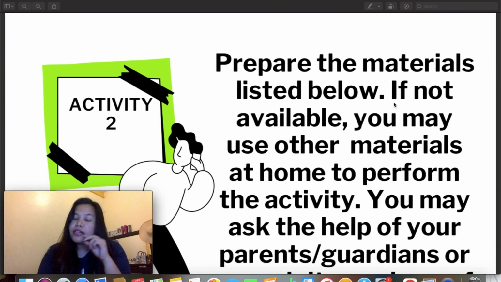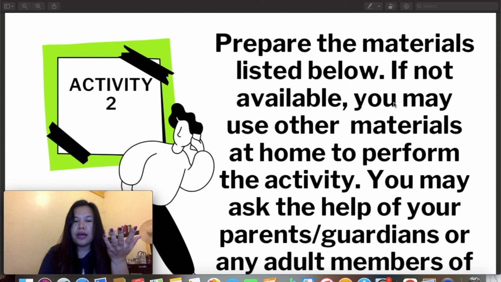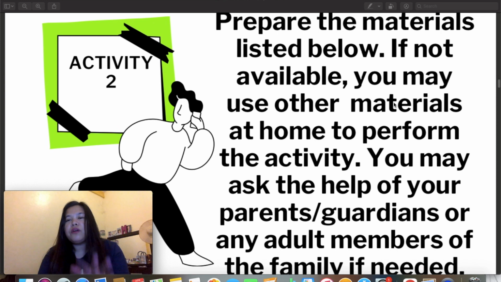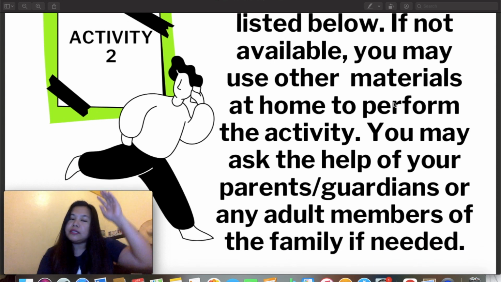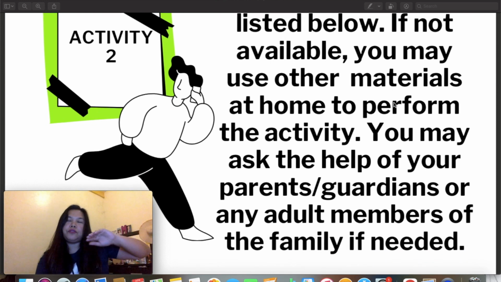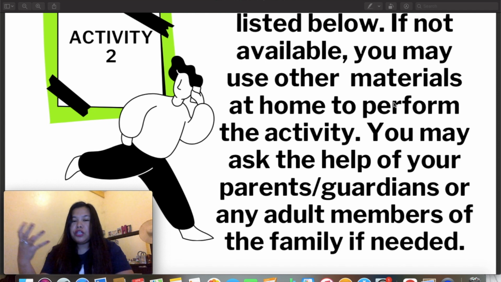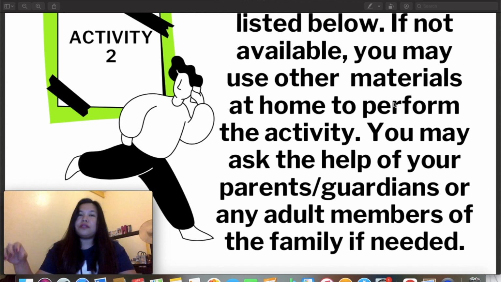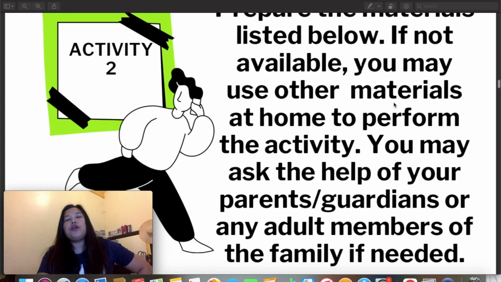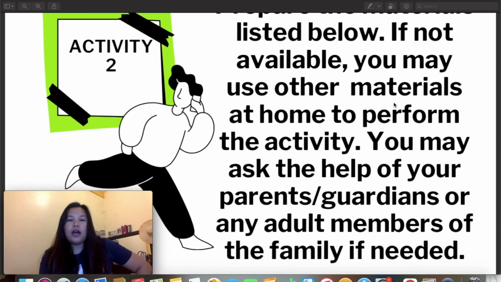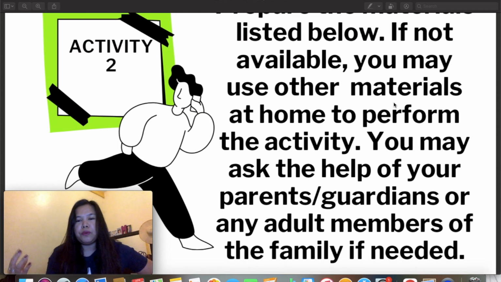Then, activity 2, same instruction. Prepare the materials listed below. If not available, and so on and so forth. So, same lang sa activity 1 and saka sa activity 2. Same lang sila na if you need assistance, sa mga adult members, and then if not available yung mga materials na yun, you can use any alternative materials para po magawa din yung activity. Or you have to communicate to your science teacher na, ma'am, ganyan po, wala po kami.